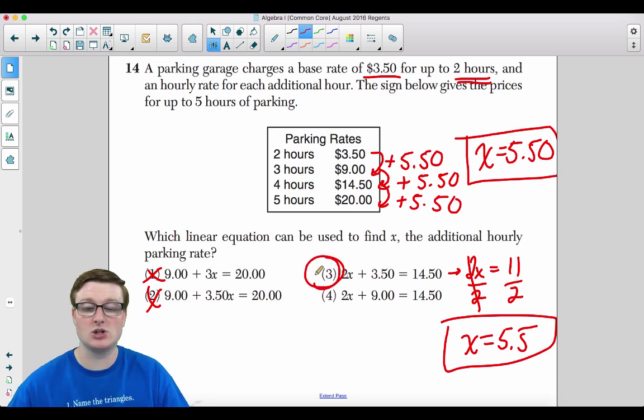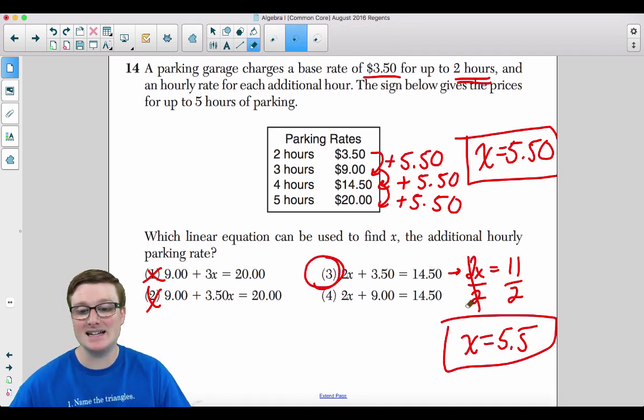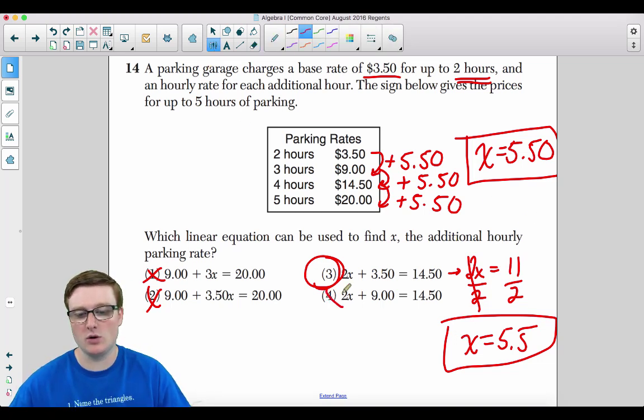So your answer is going to be choice 3, because it's saying that it's increasing by 5.5 each time. So the answer is choice 3. Choice 4 makes no sense either. All right, moving on. 15.